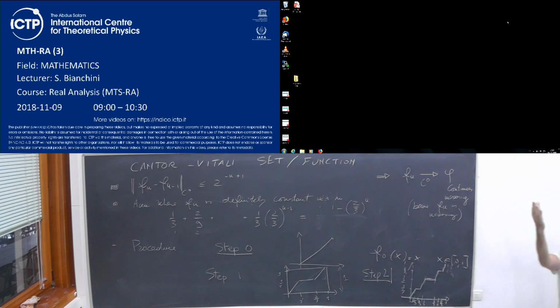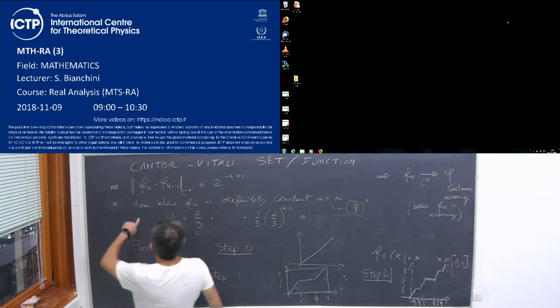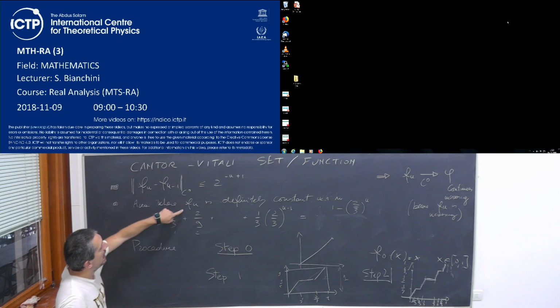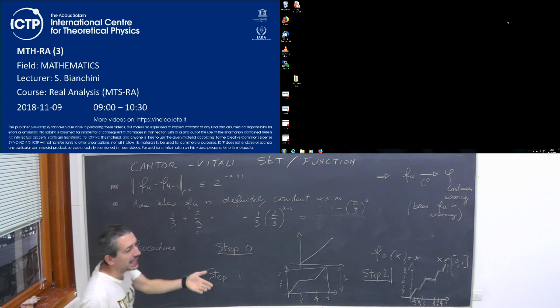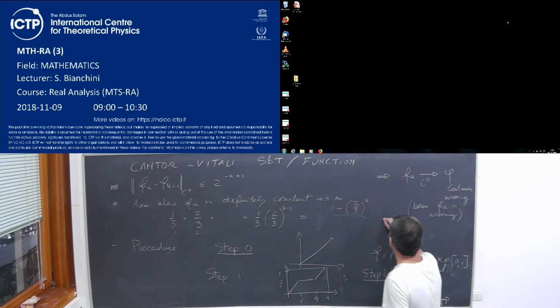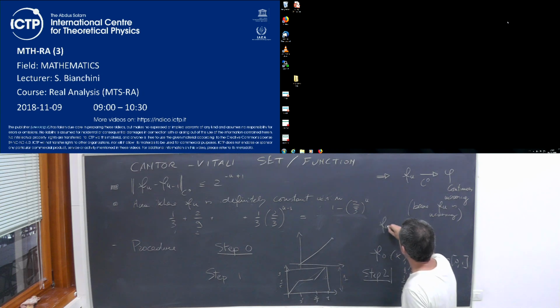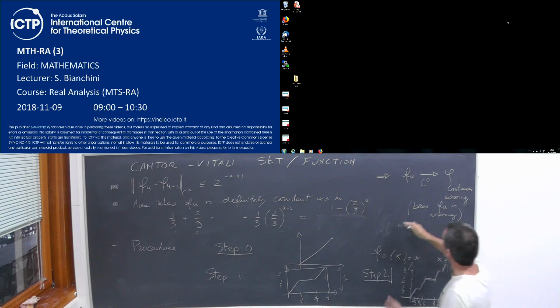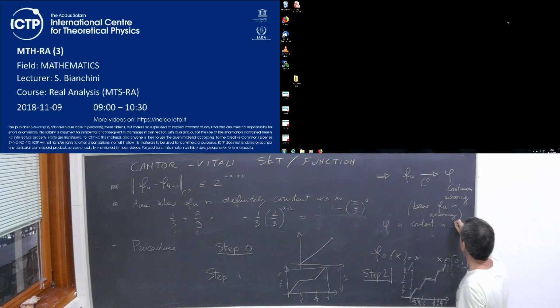So it's monotone increasing. And now let me observe that once Fn is constant, it's not only constant with respect to n, it's really constant in each of these intervals, no? So Fn is constant, so then the limit is constant, so phi is constant in each of the intervals.